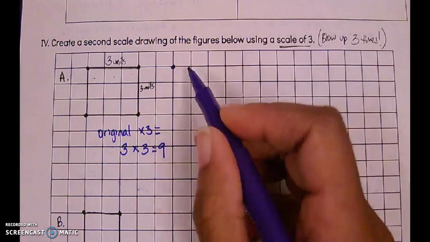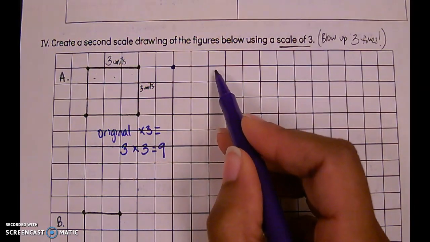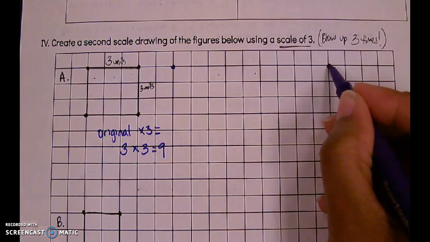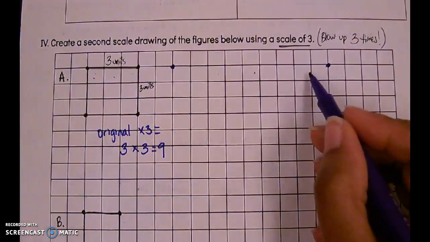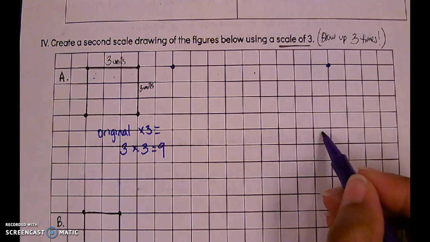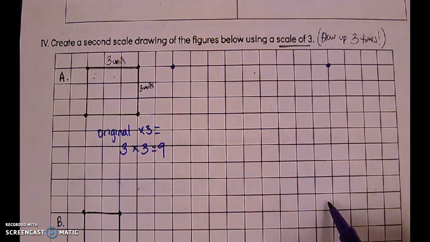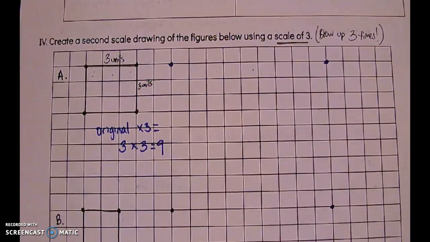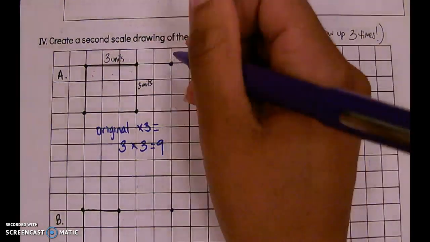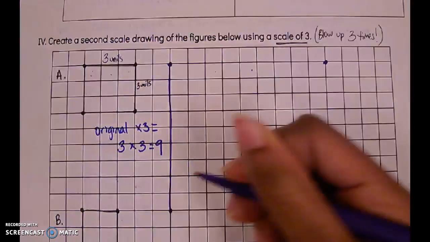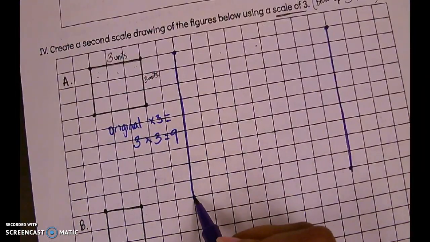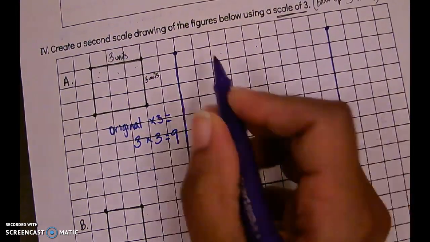So I'm going to start here. 1, 2, 3, 4, 5, 6, 7, 8, 9. And again, 1 through 9 on the next side, and 1 through 9 on the next. This is what that looks like blown up 3 times with a scale of 3. Okay?